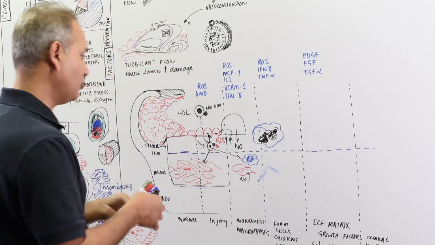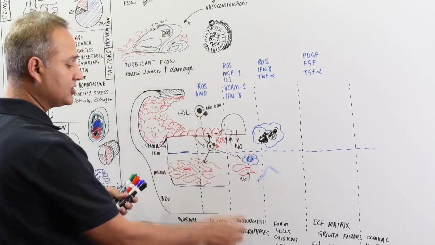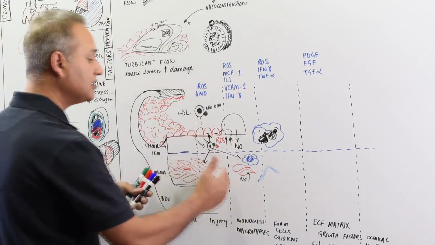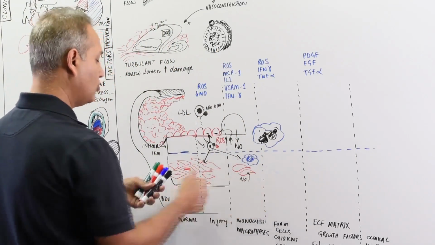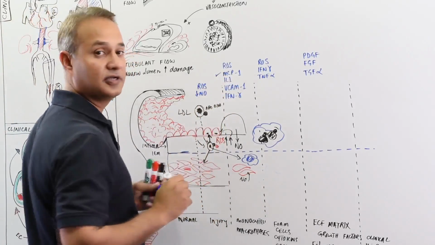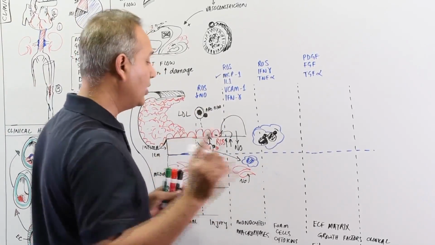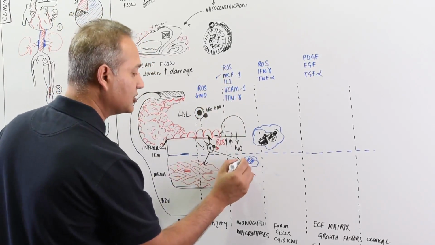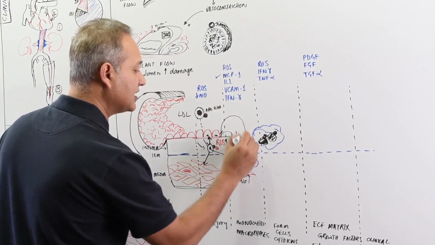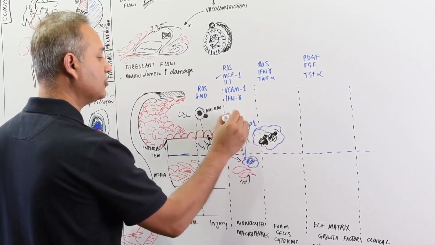So what are we going to see? See here in the monocyte macrophage part of the process, we'll have increased monocyte chemotactic protein 1. Where is it coming from? From the macrophage. So the macrophage released MCP1. It also released interleukin 1.